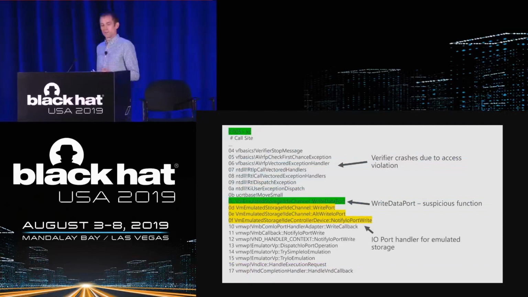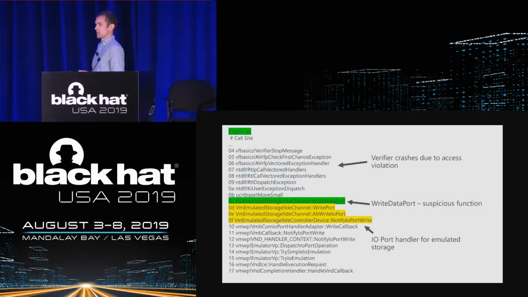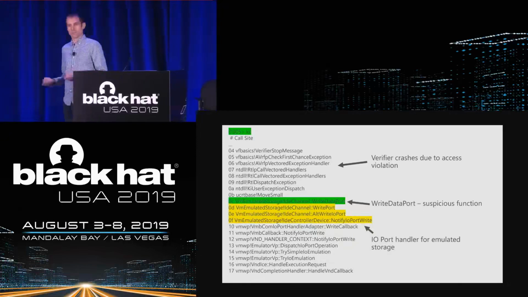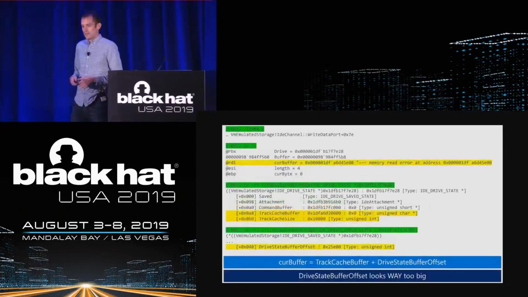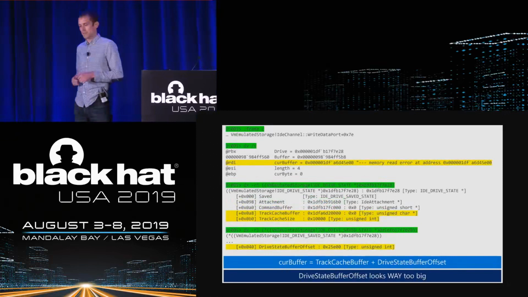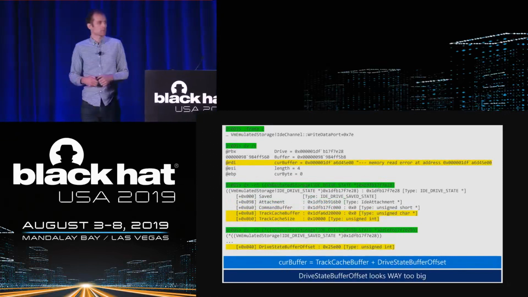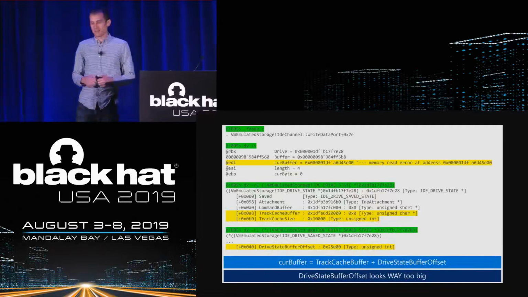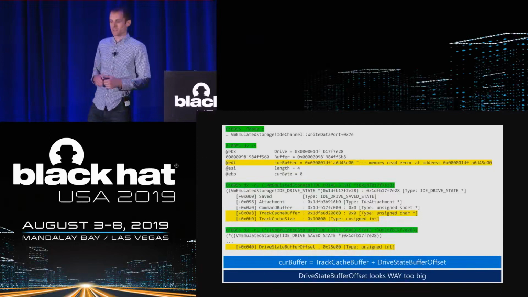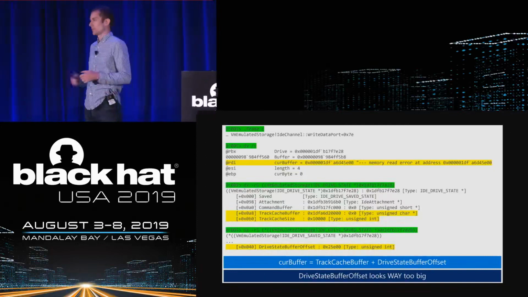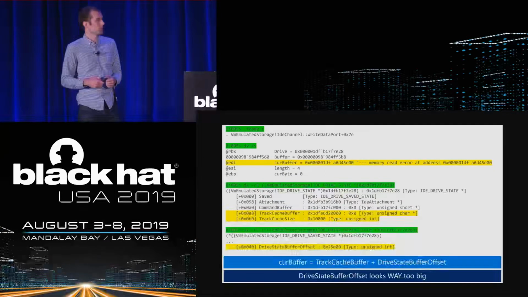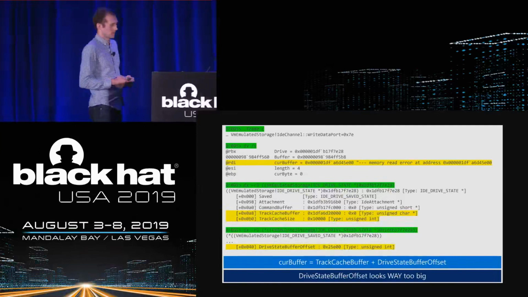And lo and behold, the crash dump is actually in the emulated storage component, which I've been working on. And actually, the crash dump is inside of this writeDataPort function, which looked questionable to me. And when I went and looked at what was going on in that function, there were a couple interesting things to me. There was a buffer here. It's called the track cache buffer, and it's 64 kilobytes big. And there's another variable called the drive state buffer offset. And this variable ends up getting added to the track cache buffer. But this offset was way bigger than 64 kilobytes. And so it appeared that this arithmetic that was being done on the pointer probably wasn't correct after all.